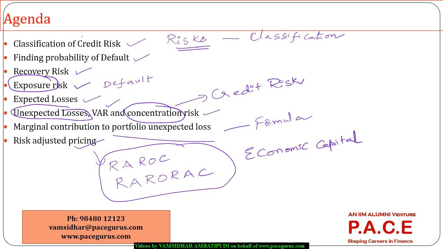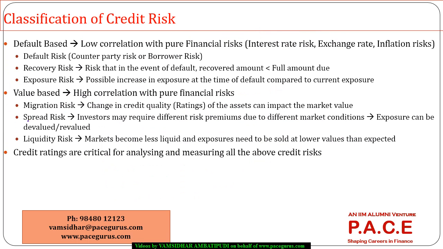Now let's move on to the first one, classification of the credit risk. On a broad note, the credit risk can be classified into two major headings, the default based credit risk and the value based credit risk.